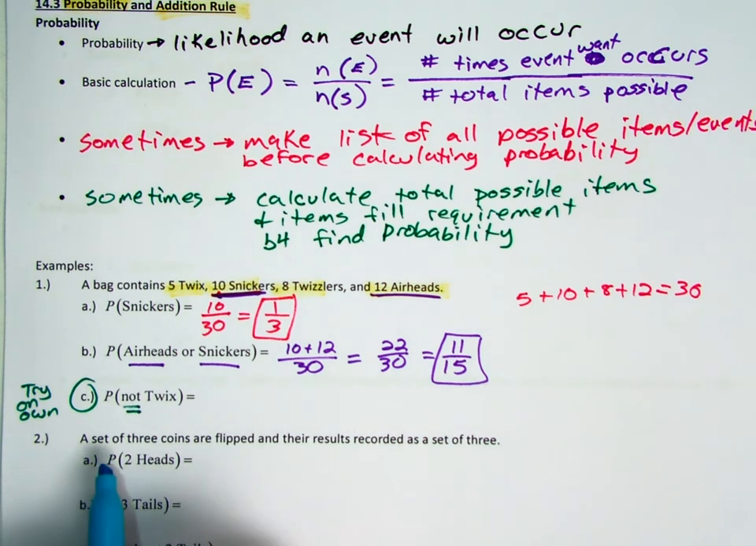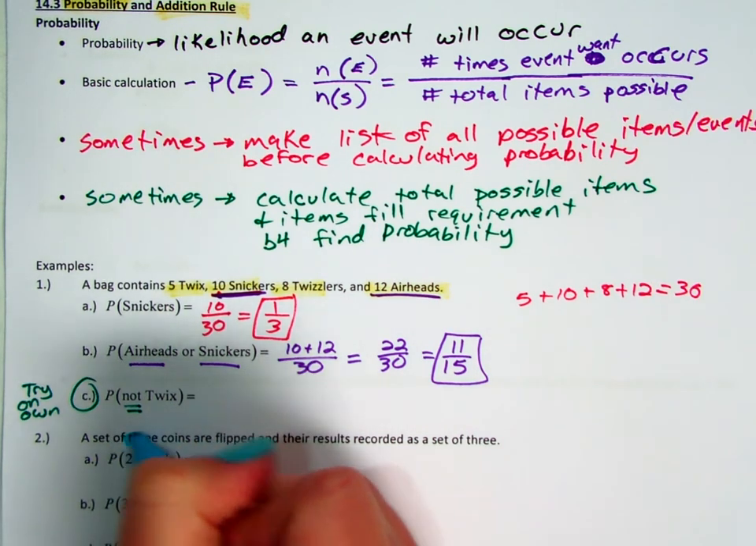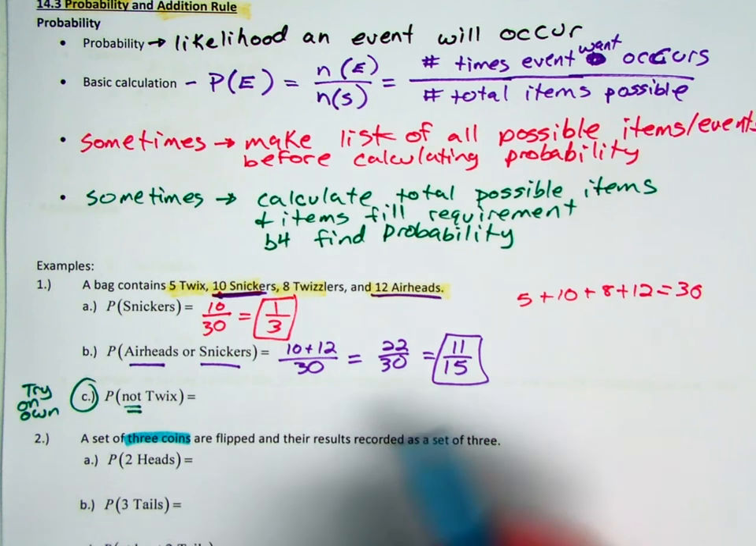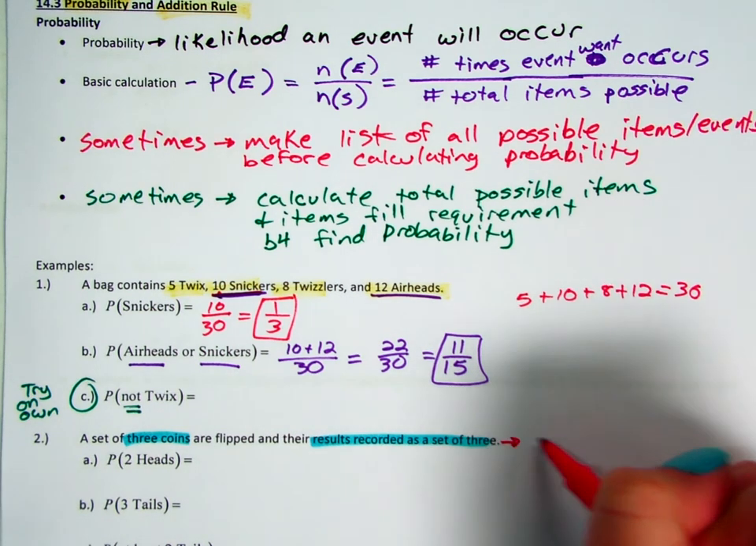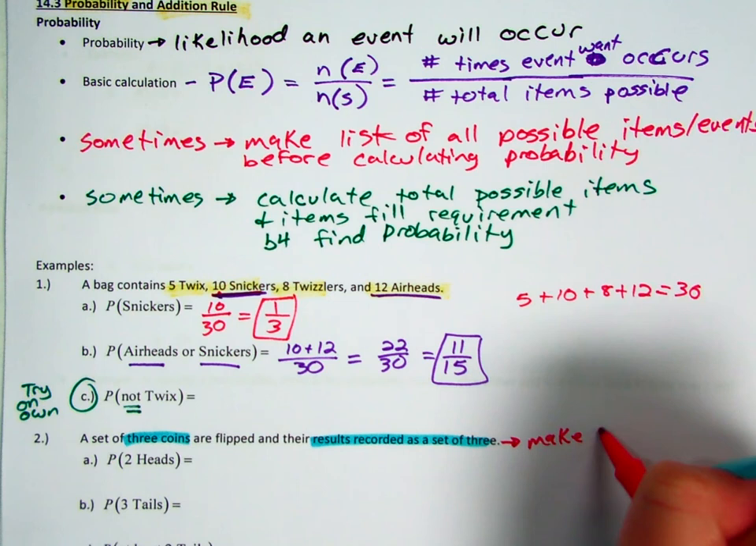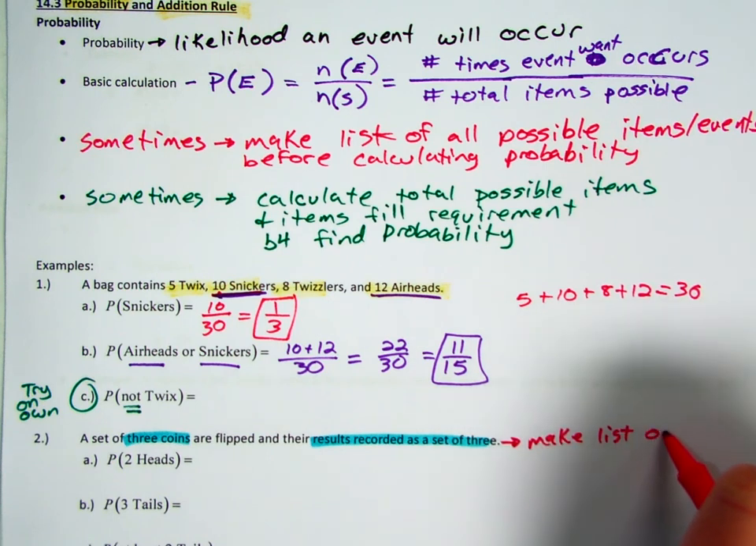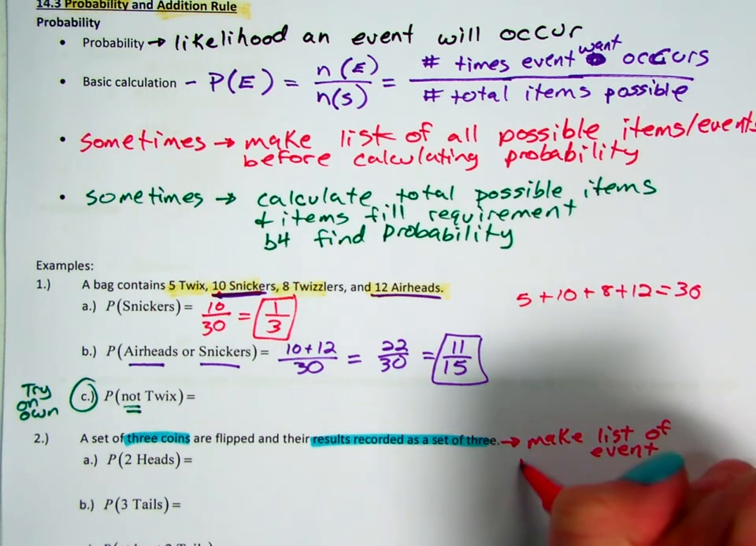So number 2, a set of 3 coins, so we're starting out with 3 coins, are flipped in the air and their results are recorded. We want to know what's the probability of getting 2 heads. Well, I don't really know because I don't know what my options are. So for this one, we need to make a list of possible events.